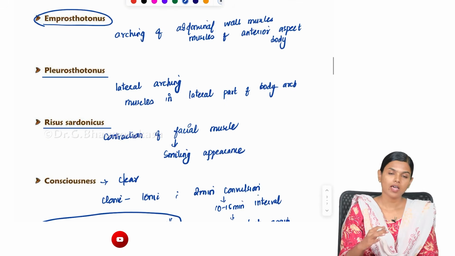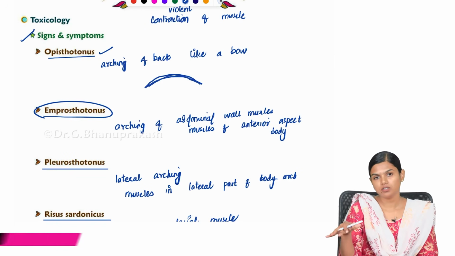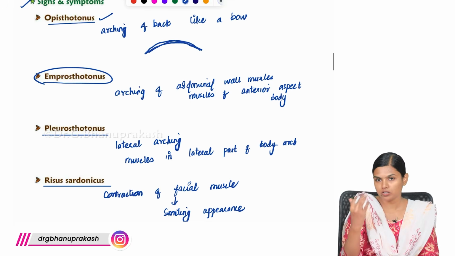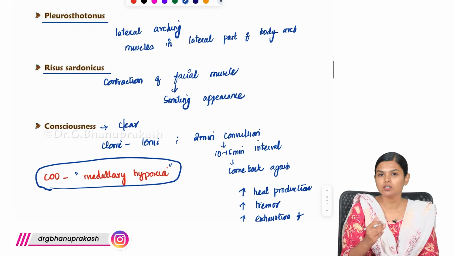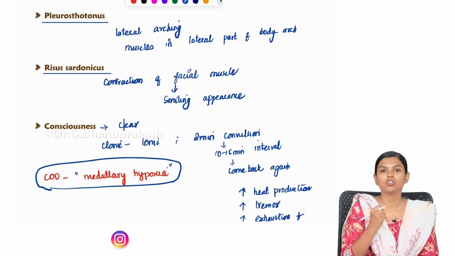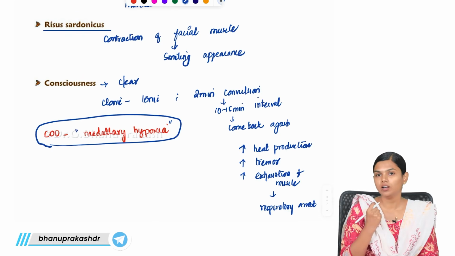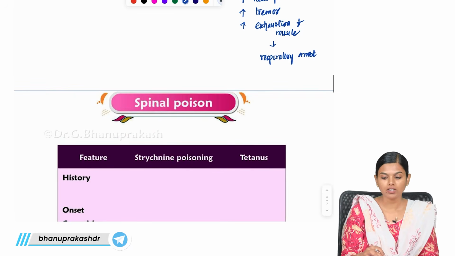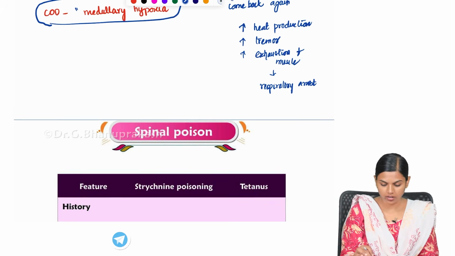So first you have opisthotonus, where you have the back muscles acting up. Then you have emprosthotonus, where the anterior muscles act up. Pleurosthotonus, where the lateral muscles act up. Risus Sardonicus, where you have contraction of the facial muscles, which will look like a smiling appearance. Then throughout all this, you will have clear consciousness and there will be a very, very terrible death. And finally, death will happen due to medullary hypoxia and respiratory arrest.